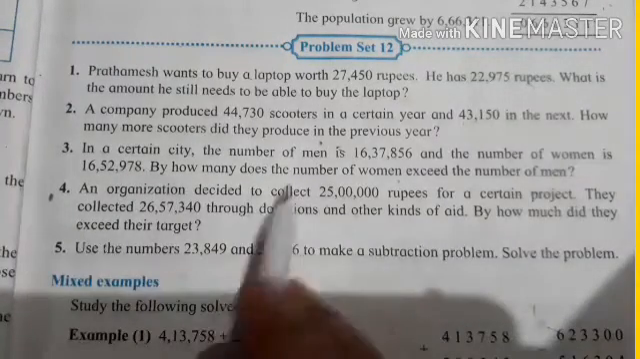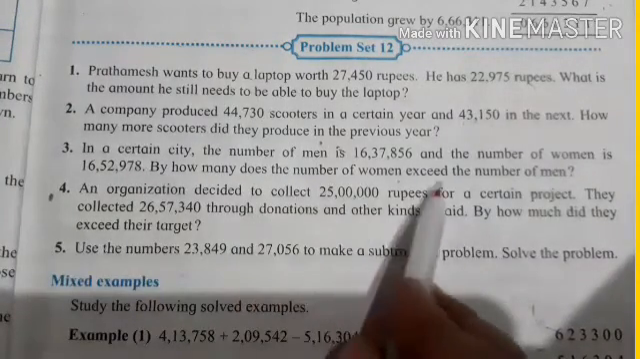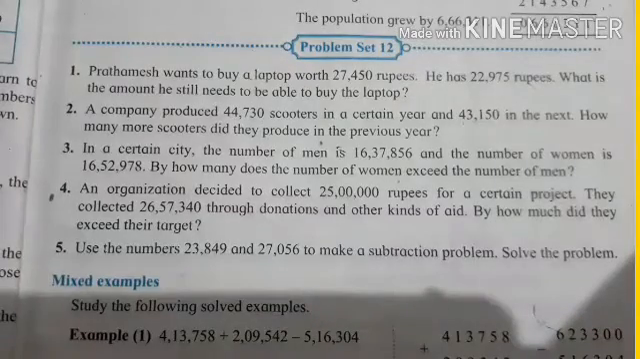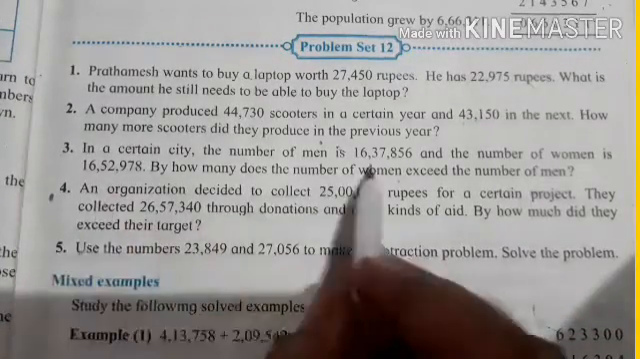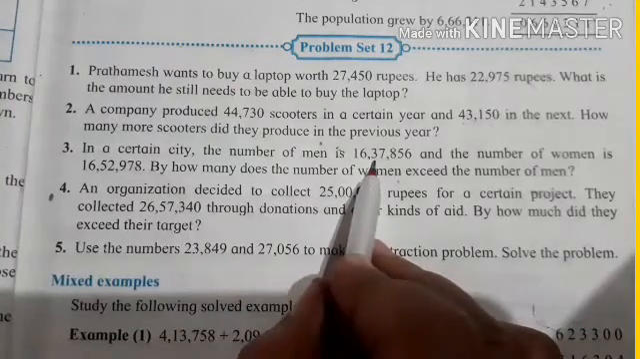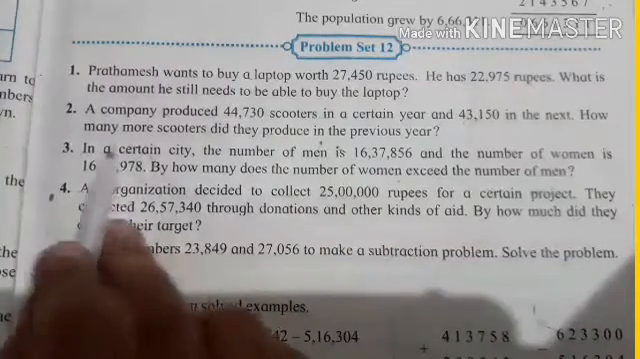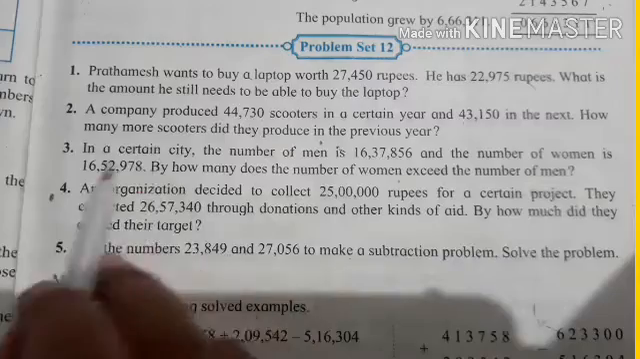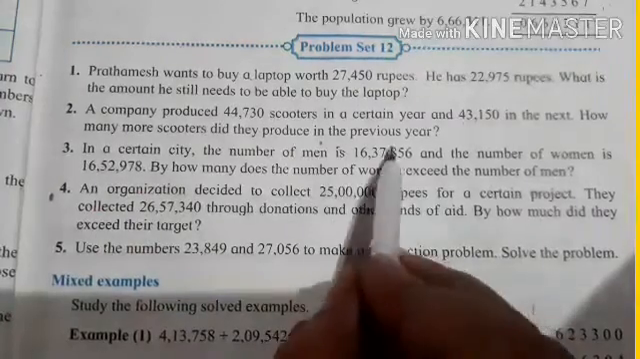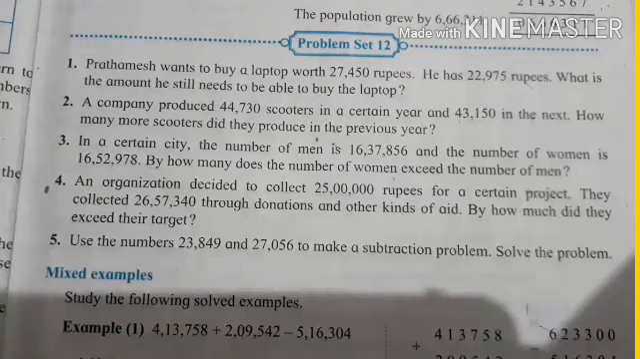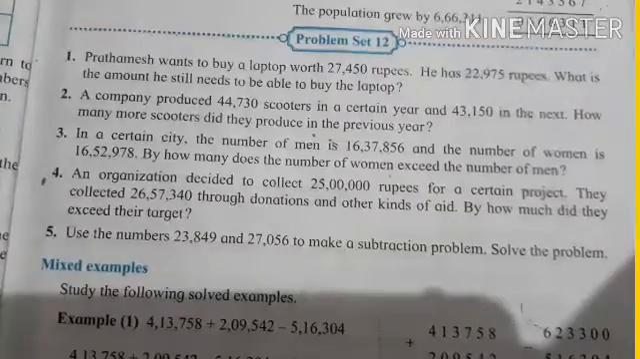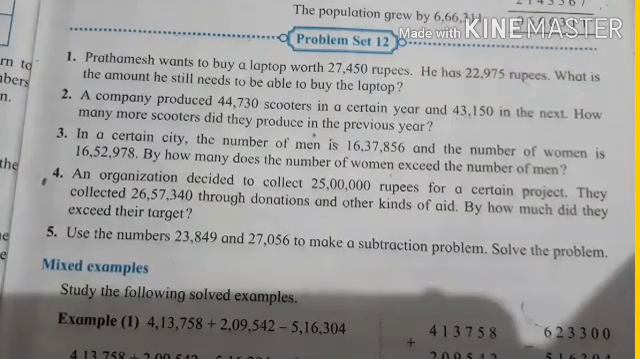Then what is the question? By how many does the number of women exceed the number of men? By how many means by how many the number of women is more as compared to the number of men. Understood everyone the question? The number of men and women are given, but the number of women is more. Then by how much more, that we have to find. Understood the question? So let's see how to solve this question.